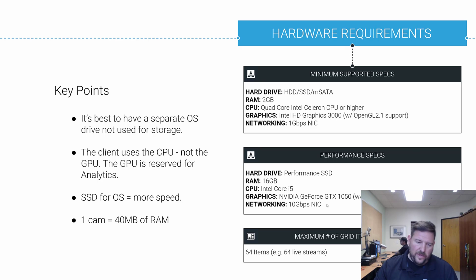SSDs will always give you more speed just because they make your computer run faster. For calculating how much RAM you're going to need, we say one camera is about 40 megabytes of RAM. So basically when cameras are being stored, it's buffering 40 megabytes. This is really more for the server application, but for calculating out the RAM for your client, you can do the same thing. The more cameras you have, the more RAM, the better your system's going to perform.